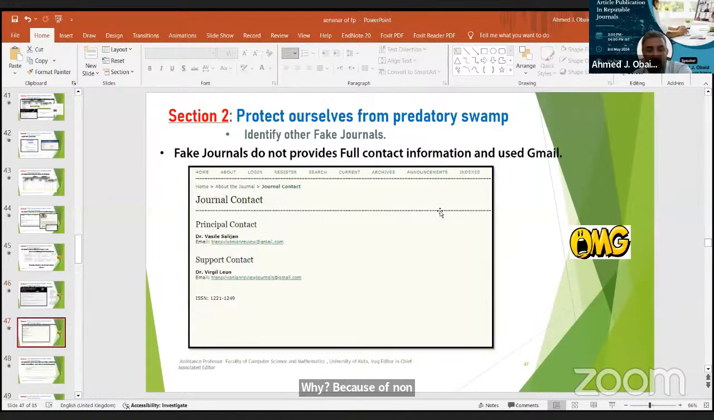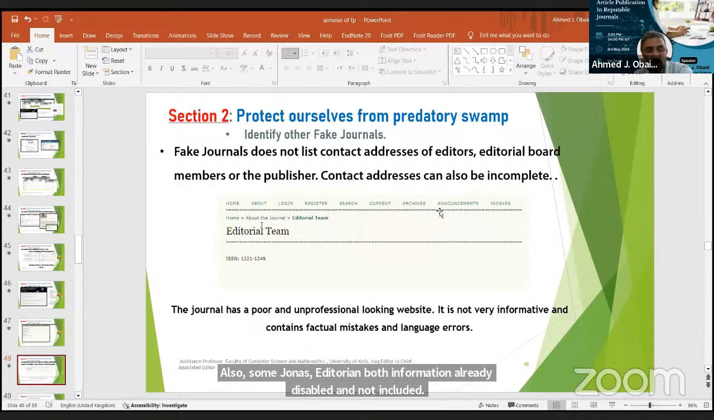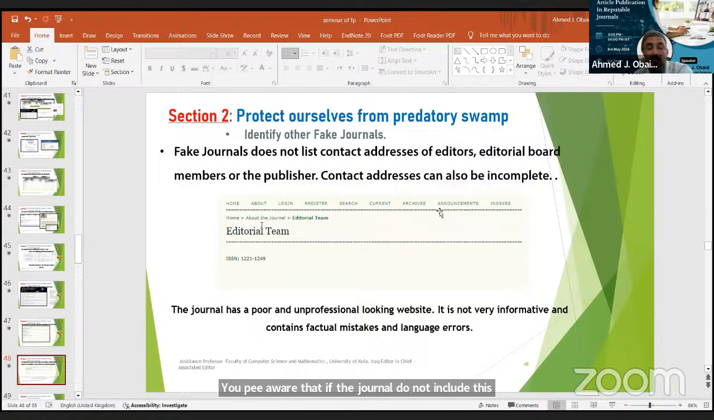things. Here, the seventh rule is to check the contact information of the journal. I give one example here. The contact information for this journal is a Gmail address, without any full address, without any announced name. These names are fraudulent. It's not a real name, and maybe there is some other information. Either we find it or not. Also, some journals' editorial board information is not visible or not included. Be aware that if the journal does not include this information, and several other rules, it will be considered an unreviewed or maybe a predatory journal.